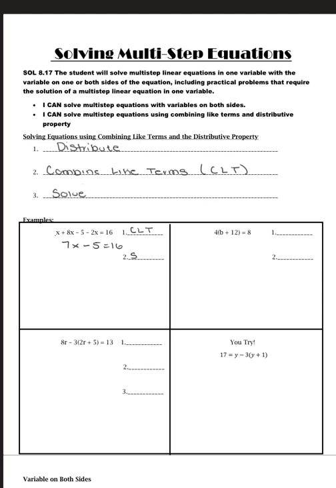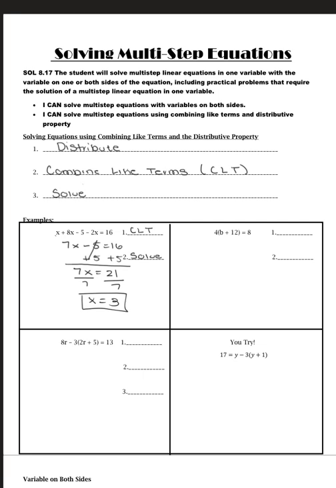Step 2 is just to solve the two-step equation. I'm going to add 5 to both sides. My 5's cancel. I get 7x is equal to 21. Divide both sides by 7. X equals 3.